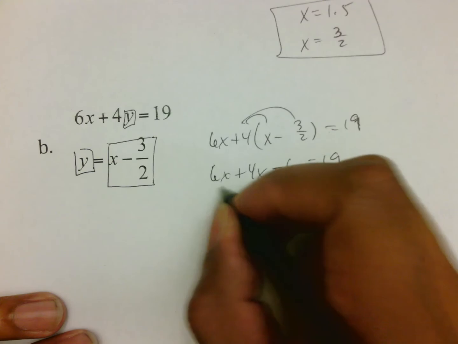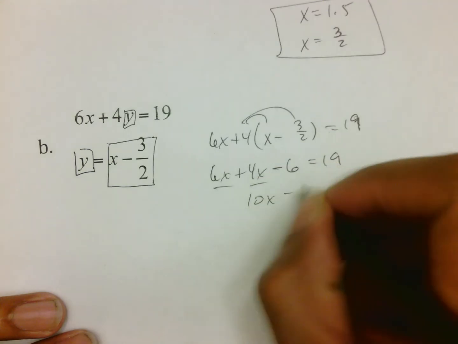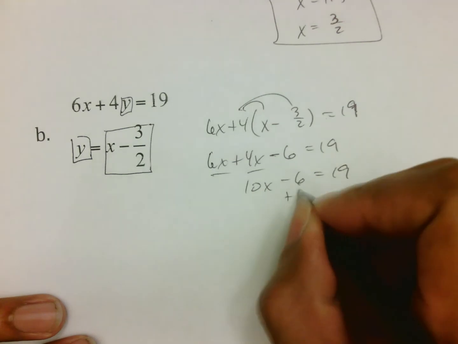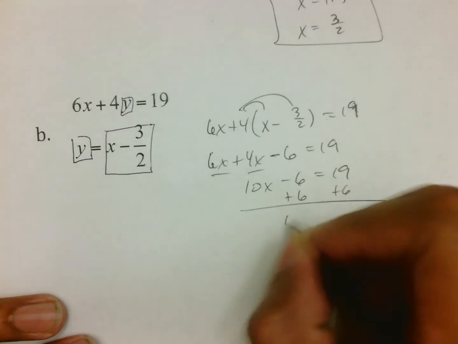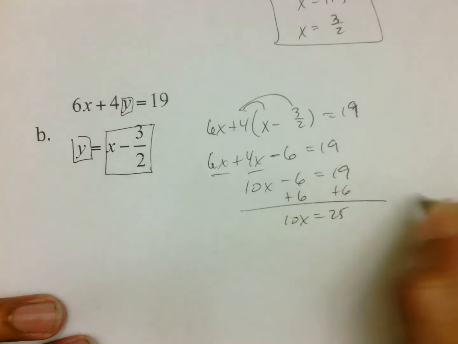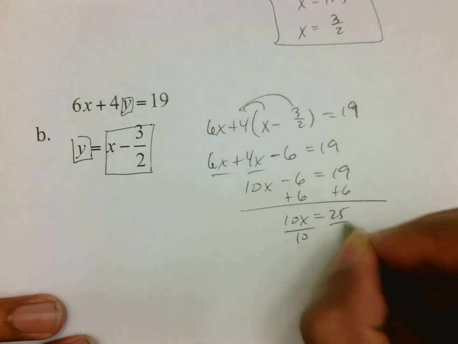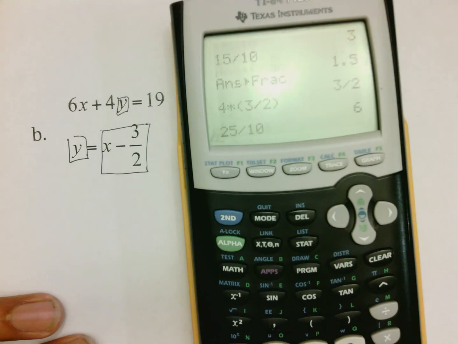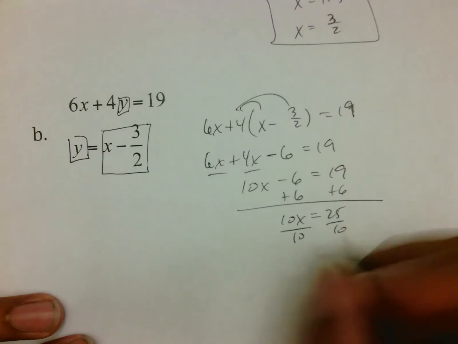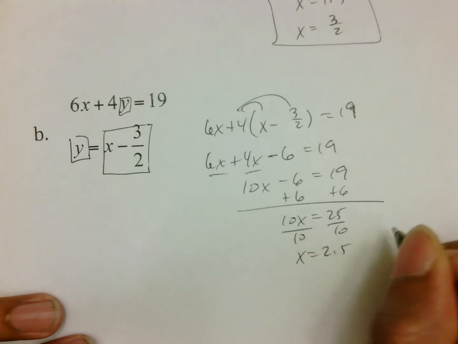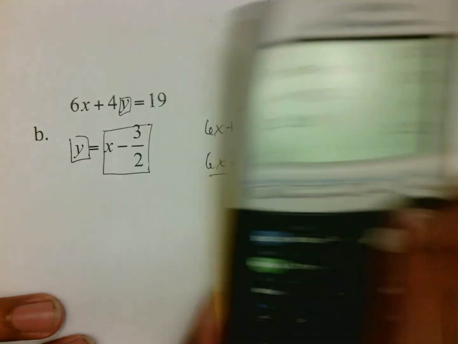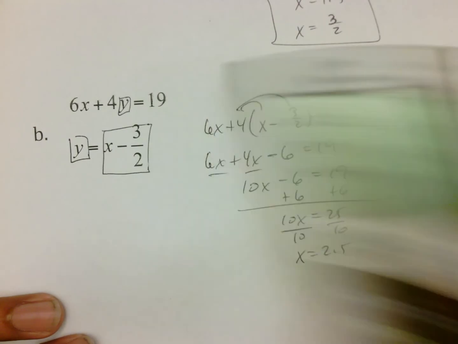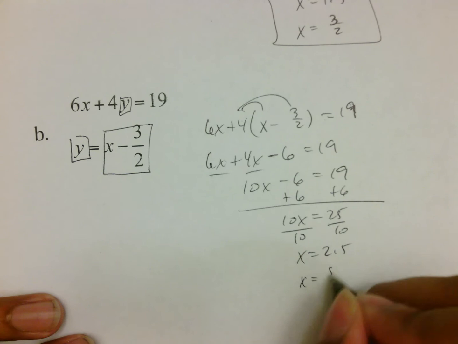And now notice that the problem gets very easy because all our numbers are just basic numbers. Plus 6, plus 6. 10x equals 25. Divide by 10. 25 divided by 10 is 2.5. And again, that is the decimal version, and to turn that into a fraction, I simply hit math, enter, enter to end up with 5/2.